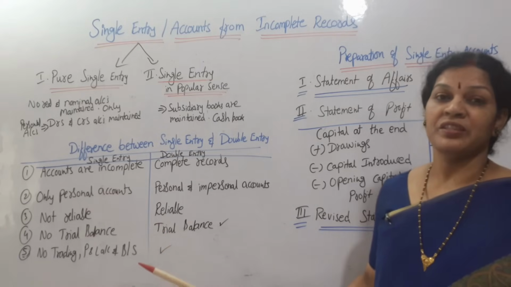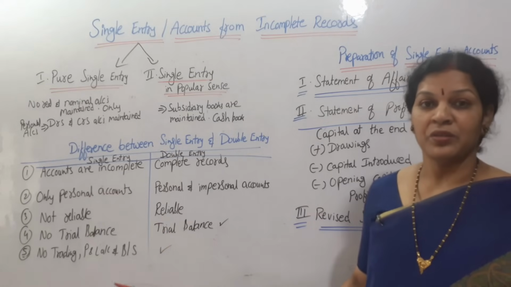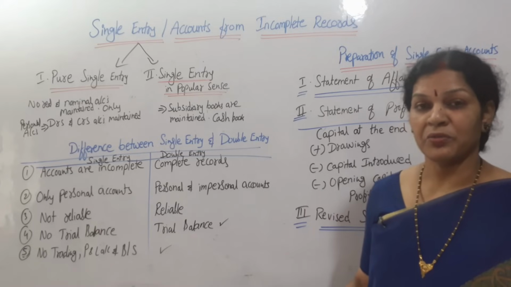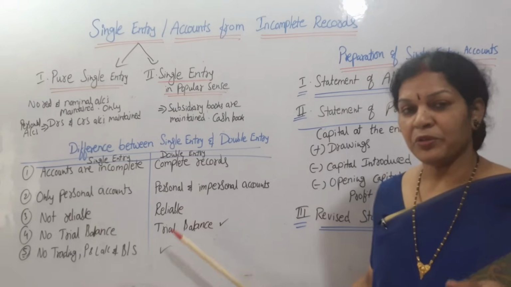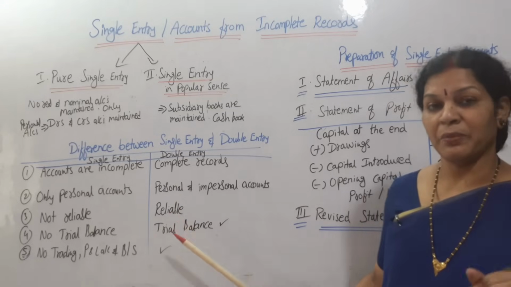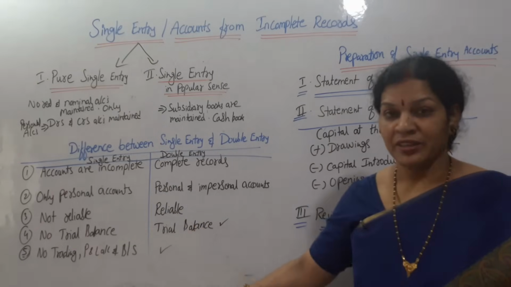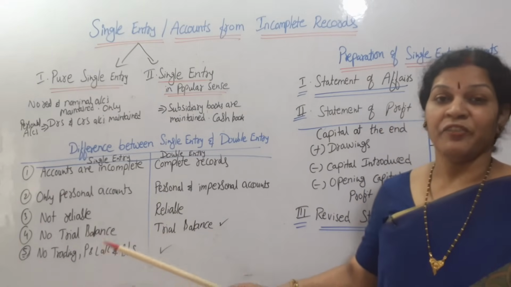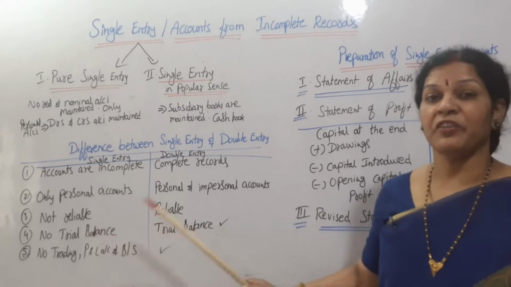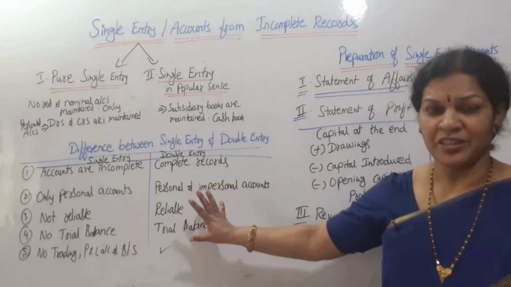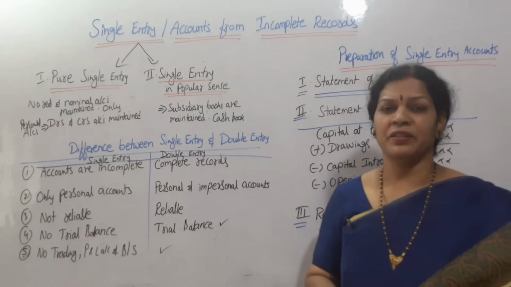We are going to consider the personal accounts and impersonal accounts, like real accounts and nominal accounts. Here we are going to prepare trading account, profit and loss account, balance sheet and also trial balance. But here it is not like that. Single entry is completely different from the double entry system. Got an understanding? Now how do you prepare this single entry system?